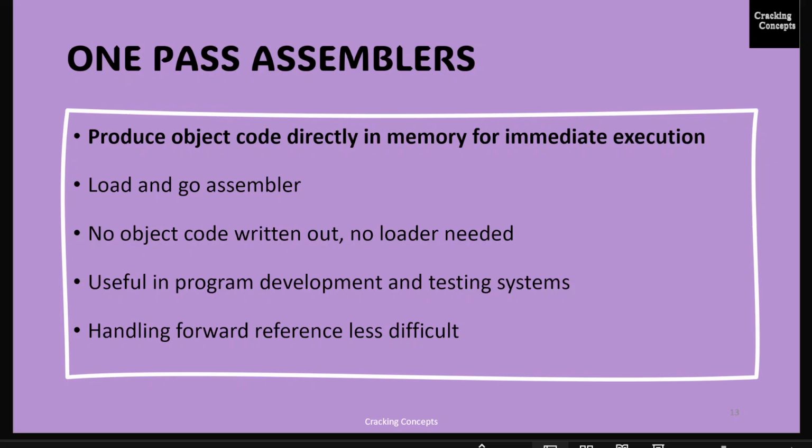Since programs are reassembled nearly every time they are run, the efficiency of the assembly process is an important consideration. Since object code is produced in memory rather than being written out to secondary storage, handling forward references is less difficult. The assembler simply generates object code instructions as it scans the source program.